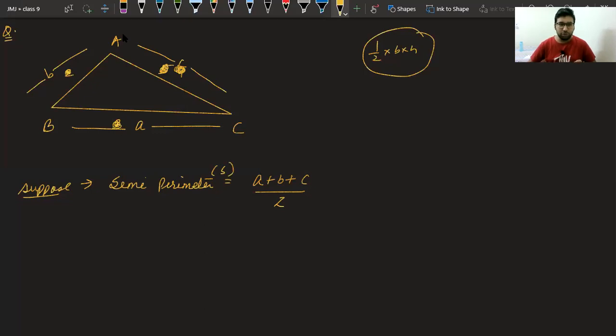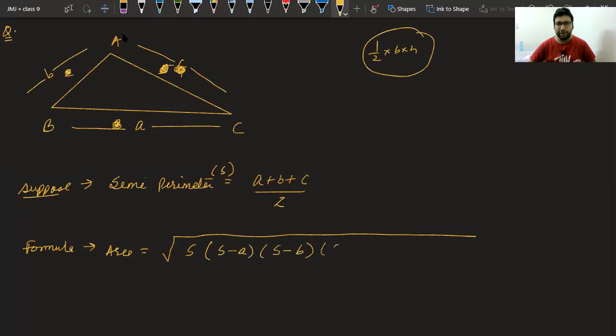Now comes the formula. The formula for area is given by under root S bracket S minus a bracket S minus b bracket S minus c. This is the formula for area of a triangle. If you have the value of S, you can find this area easily. I hope the formula part is clear to you, so that we can try some questions. Please confirm.